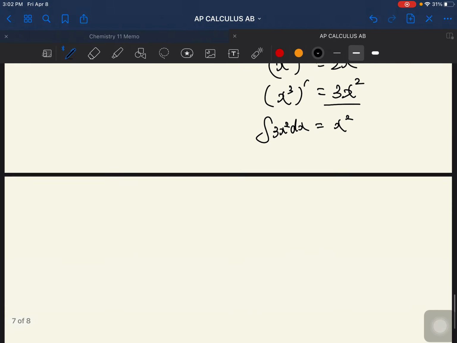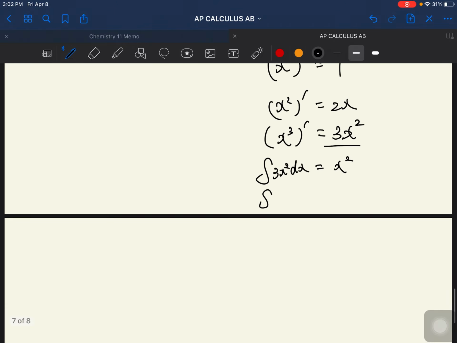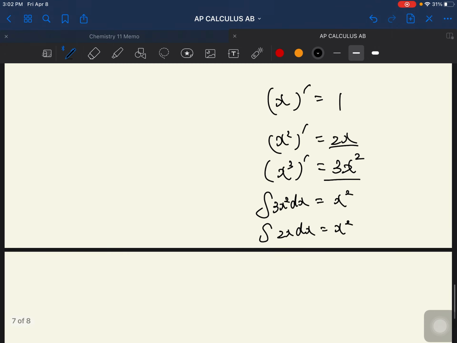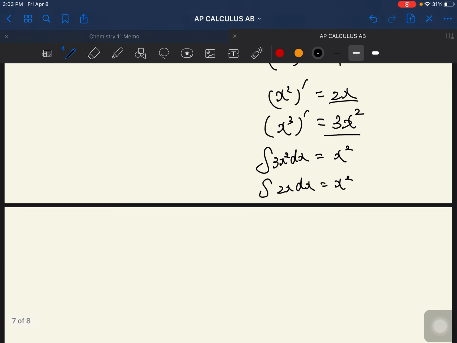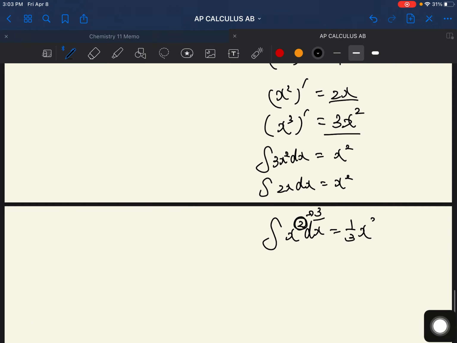And also the integral of 2x is going to be x squared. So technically it's completely opposite. Let me just make it simple. For example, if you want to find the integral of x squared, you add one to the power, which is going to be 3. Then you have the reciprocal of this one in front of it, and you have the power of it on the top.